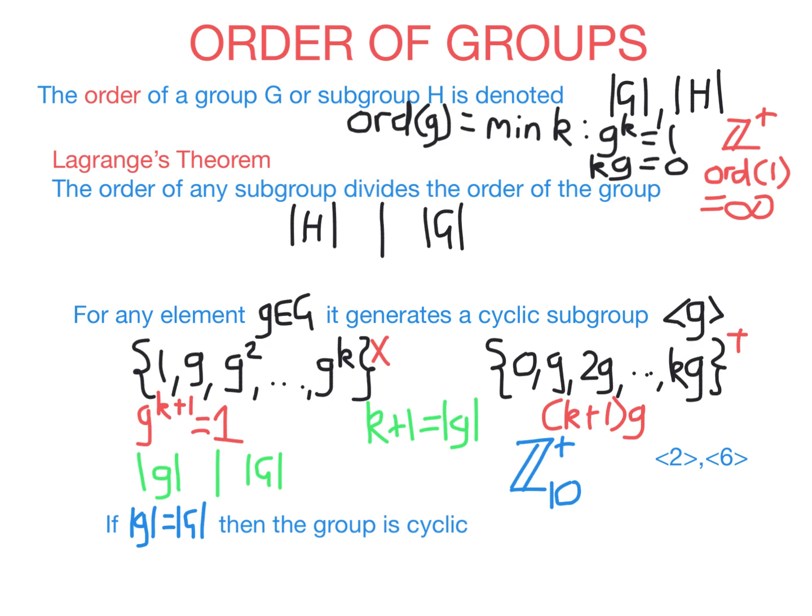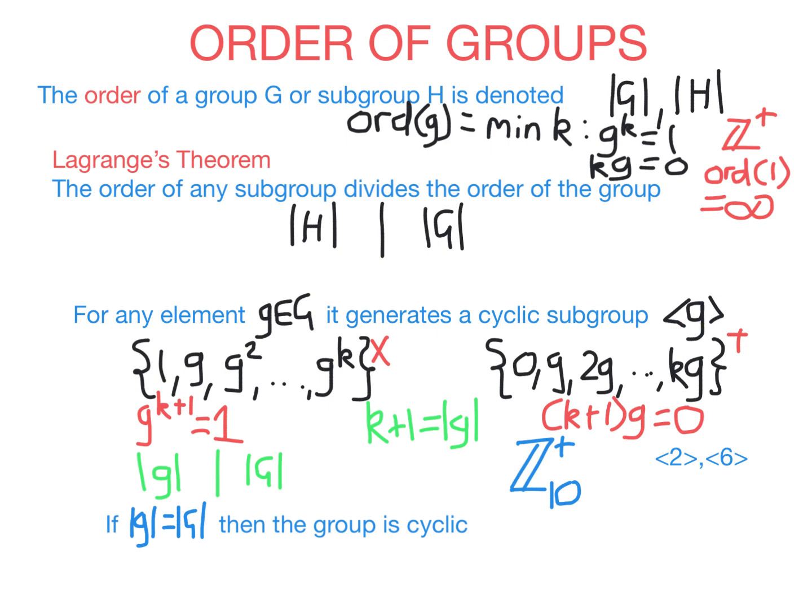And it works the same when the group operation is addition. In this case, the cyclic subgroup is all the multiples of G. So in order that this is a subgroup, if I add another multiple of G, I would have to get 0. Once again, this subgroup here has k plus 1 elements, and that is precisely the order of G here. So the order of an element is precisely the number of elements in the cyclic subgroup that it generates.